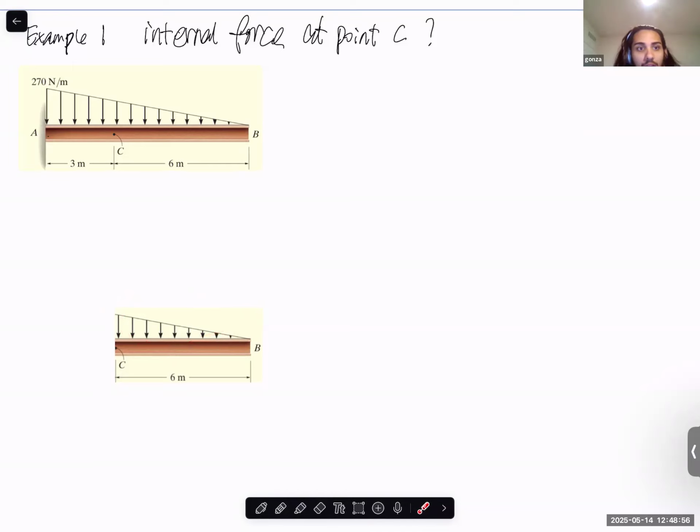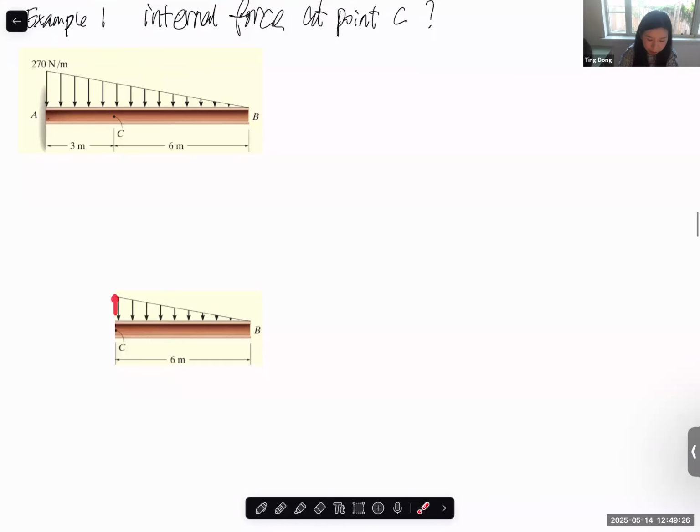Could you use the area equation for the triangle? Yes. So basically, the equivalent concentrated force should be the area under this load line, right? So it's the area of the triangle, and the equivalent concentrated force should be applied passing through the centroid of the triangle. So you need to figure out where the centroid is.